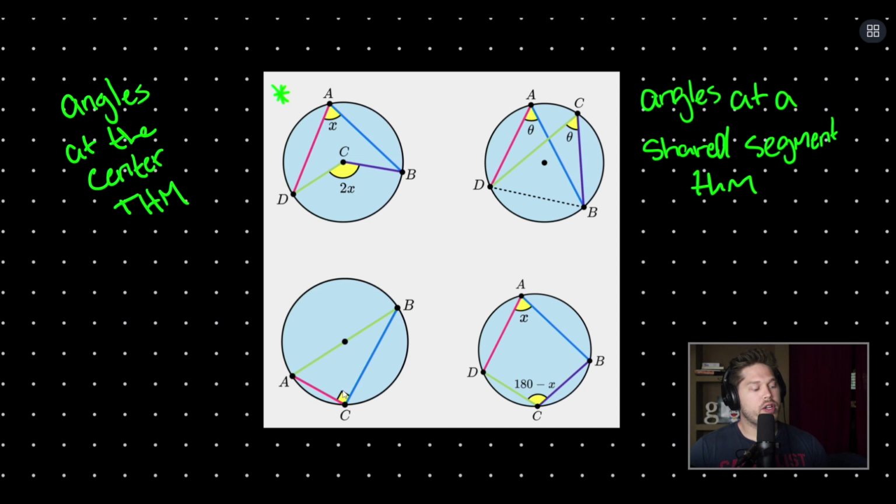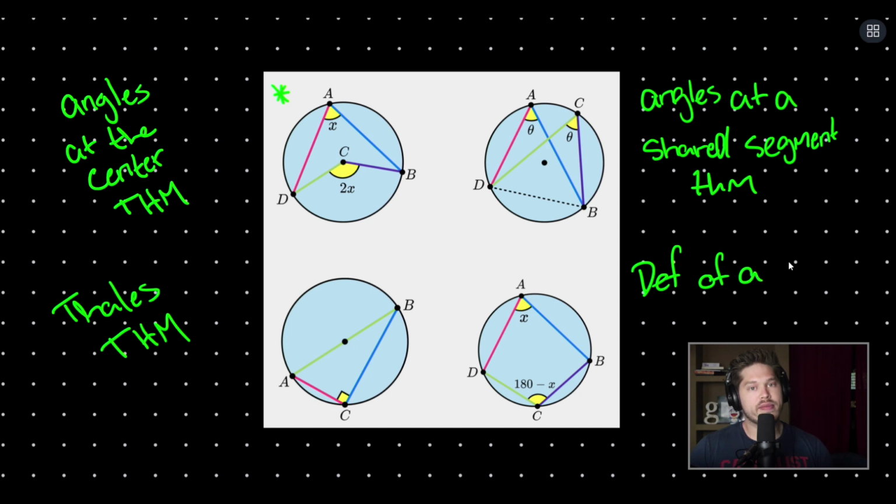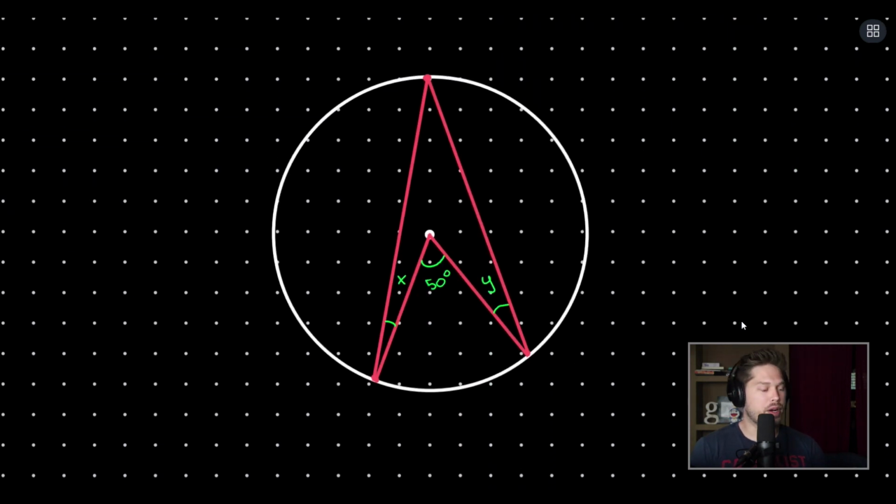We have this third example, which is the special case whenever we have a semicircle. And this is the angles at a semicircle theorem. It's also known as Thales theorem. And then lastly, we have this relationship between opposite angles in a cyclic quadrilateral. This isn't a theorem. This simply comes from the definition of a cyclic quadrilateral. Excellent, excellent. Now with all these theorems, let's solve some practice problems.